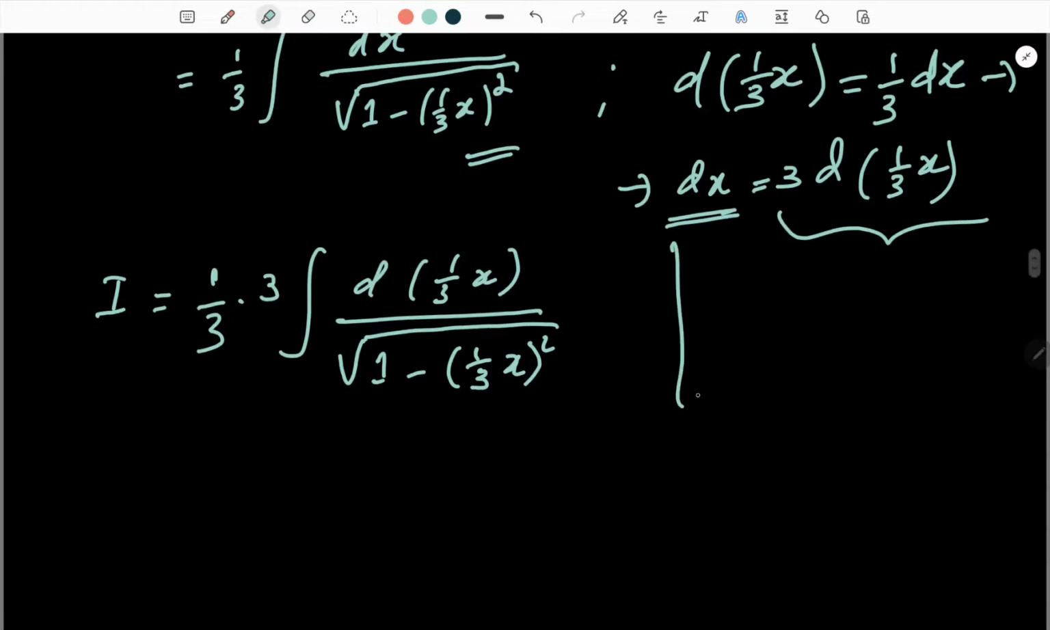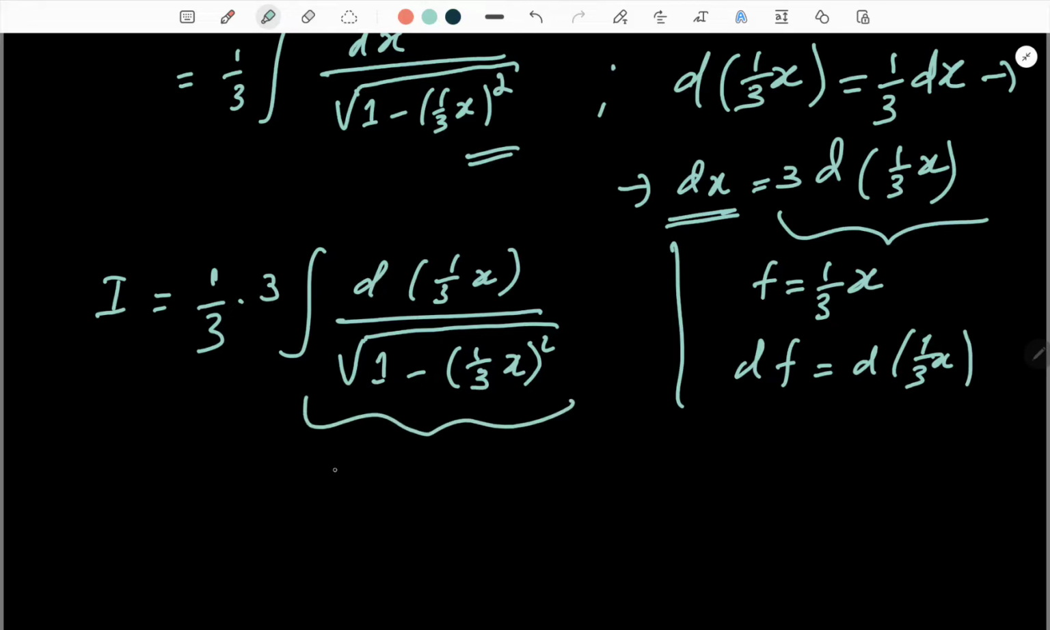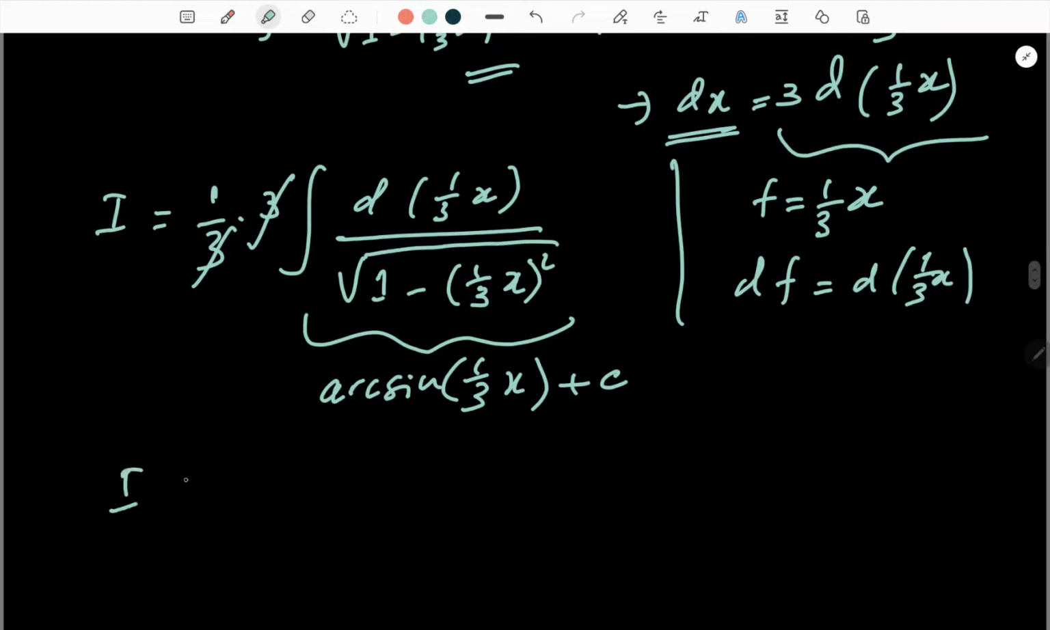Okay, now we can see that we have the f function written as 1 over 3 x, and d of x is equal to d of 1 over 3 x, so we can apply our rule from here, where the solution for this problem is arcsin of 1 over 3 x plus c. We simplify 3 by 3, so that the integral is arcsin of 1 over 3 x plus c.